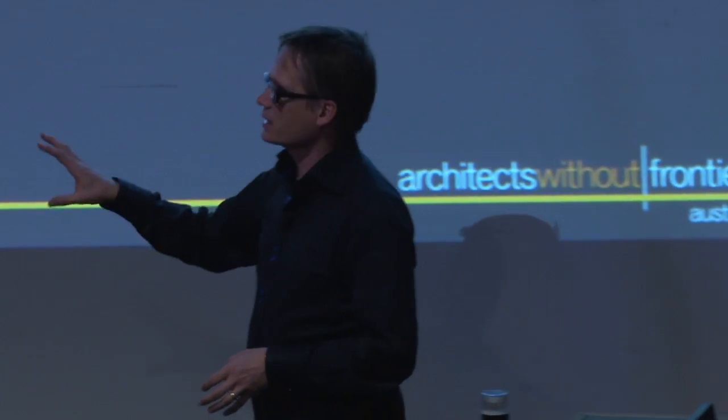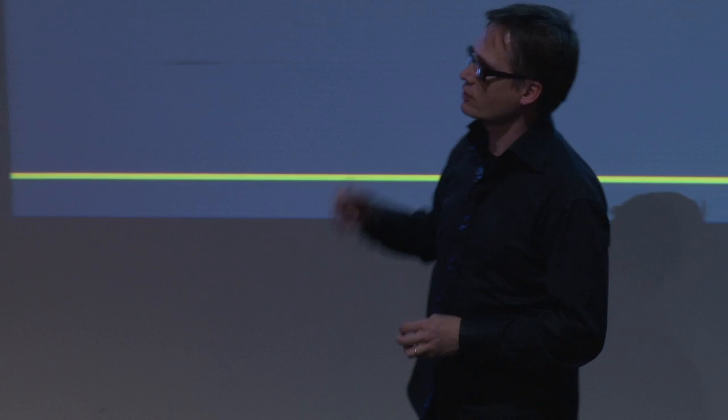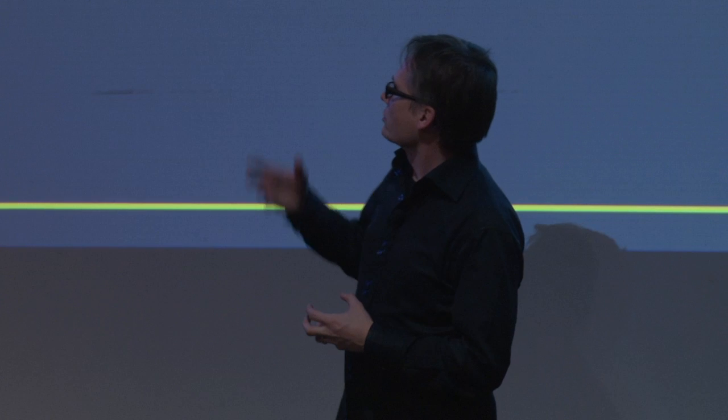Just to briefly mention the UN cluster system, because that kicks in in any sort of disaster. While the various other NGOs try to come in, they all have to be coordinated through the Humanitarian Emergency Relief Coordinator. Each aspect of the disaster is divided up into what we call clusters. The international NGOs and local NGOs work alongside the relevant lead cluster NGO for that particular area.